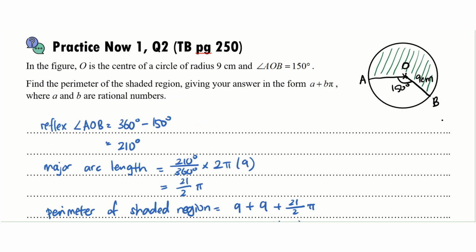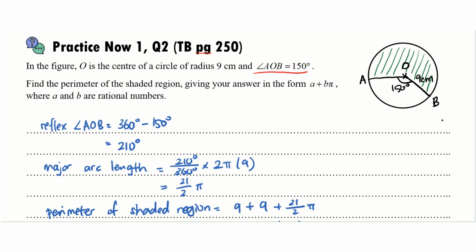Next, we take a look at question 2, where we are also provided a figure and O is the center of the circle of radius 9 cm and angle AOB is 150 degrees. Typically, when they do not mention the word reflex, we will always take the angle AOB as a smaller angle, which in this case is an obtuse angle. So you need to note the difference when the question actually specifies it differently.